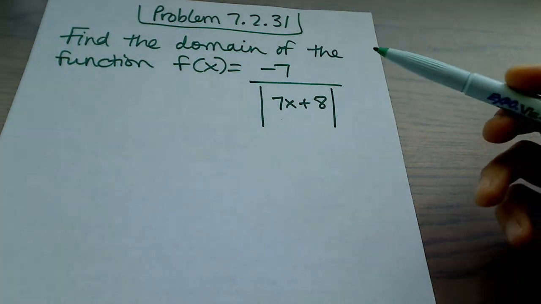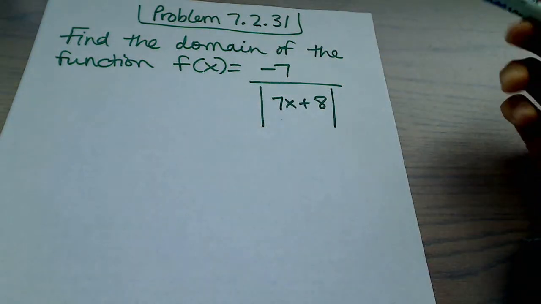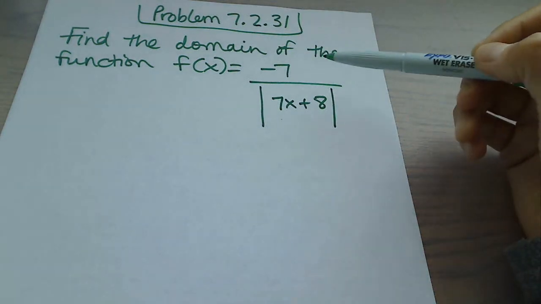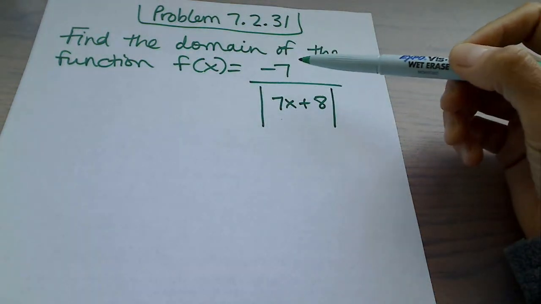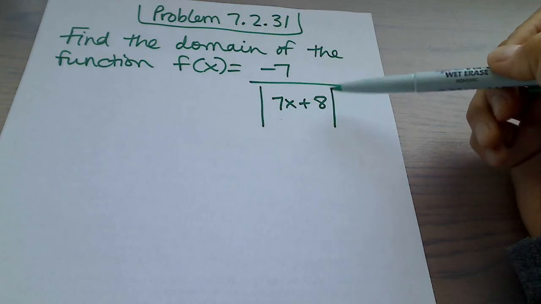All right, this is problem 7.2.31, and we're asked to find the domain of the following function here. So we have f of x equal to -7 over the absolute value of 7x plus 8.